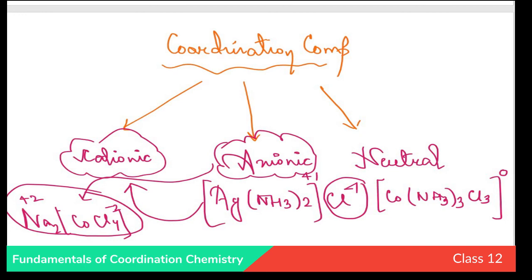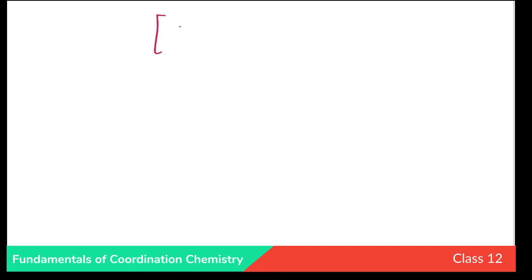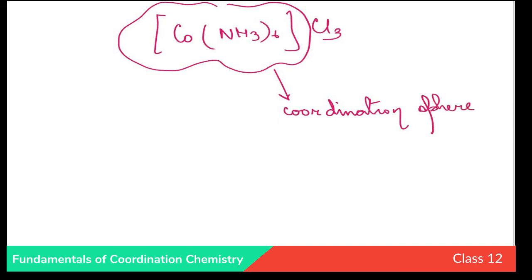Now, in the next class, we shall discuss the nomenclature of coordination compounds. But before leaving, one more part we need to discuss is, suppose I have this compound [Co(NH3)6]Cl3. The one within the third bracket is referred to as the coordination sphere, which we have just discussed, right? And the one outside this coordination sphere is referred to as the ionization sphere.